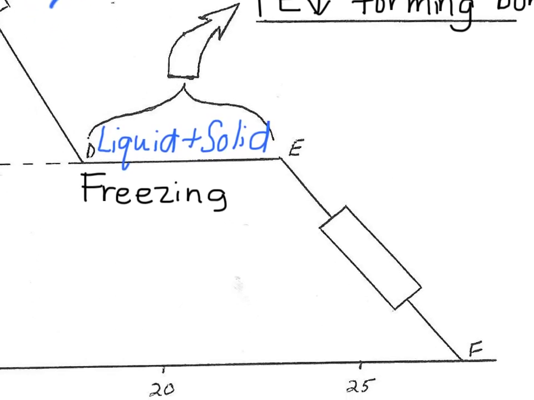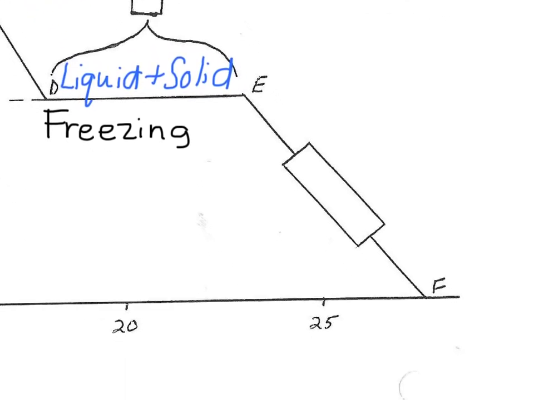So, for the last part of our graph, we have all of the freezing has taken place. So the phase that we have from point E to point F is just solid. And we can continue to cool that solid as the kinetic energy decreases.